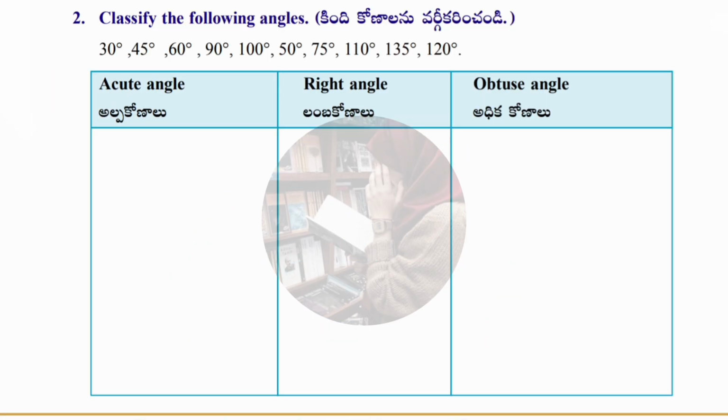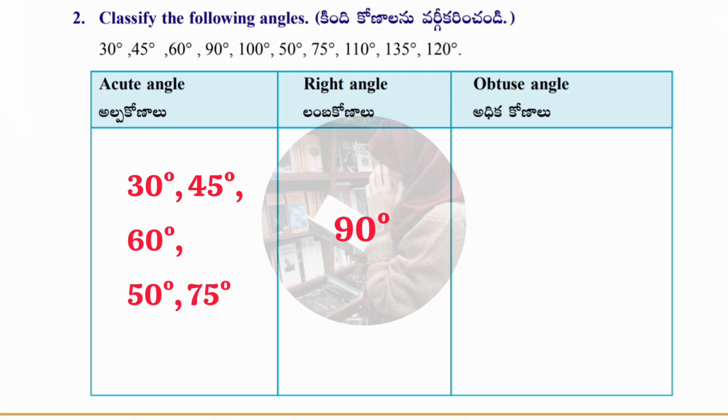Here some angles are given and we have given one box of 3 columns: acute angle, right angle and obtuse angle. So from the given angles we need to differentiate which comes under acute angle, which comes under right angle, which comes under obtuse angle. Okay, let's see. So 30 degrees comes under acute angle, 45 degrees also comes under acute angle, 60 degrees also comes under acute angle, 50 degrees also comes under acute angle, 75 degrees also comes under acute angle.